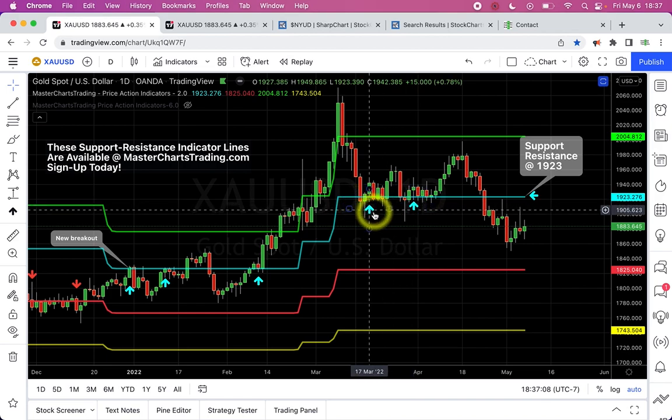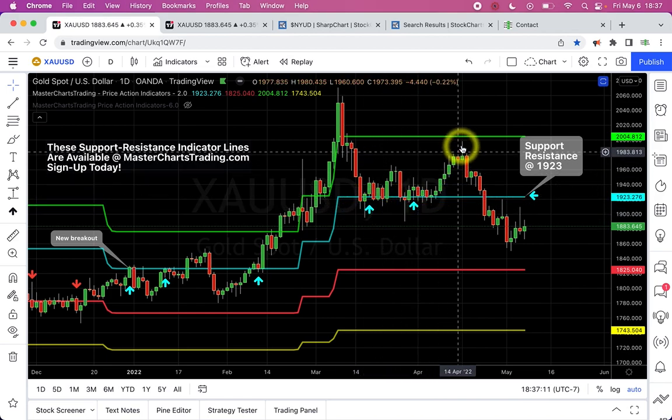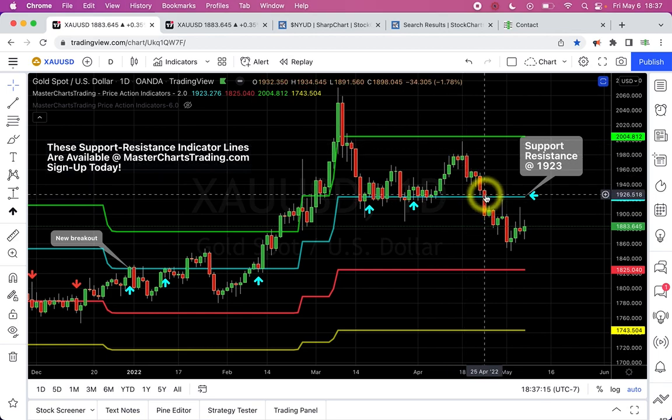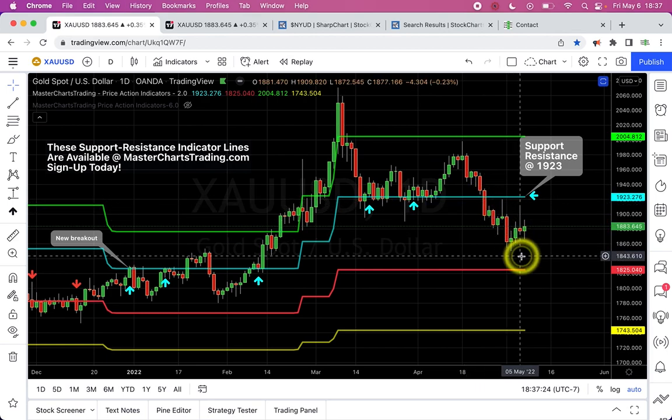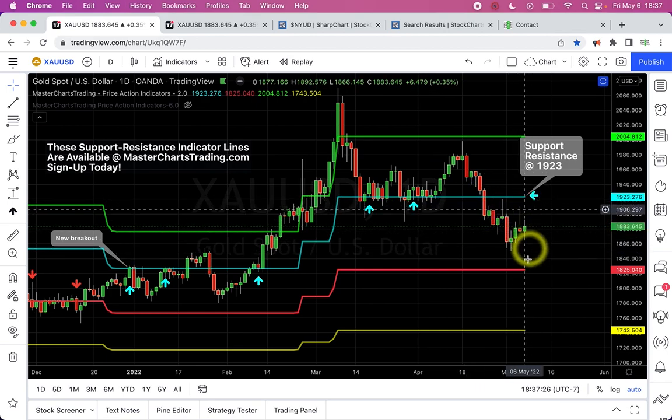On 31st of March we bought, and then 17th of March. Actually, you got your target on 18th of April right there. But then something happened, and on 25th of April we saw a breakdown. In other words, this support resistance line no longer held the support, and we continued lower. So right this instant we're sort of in between.